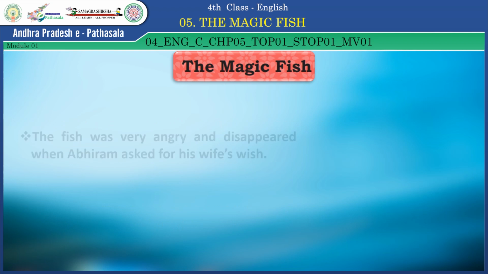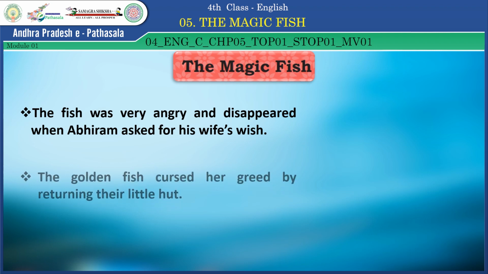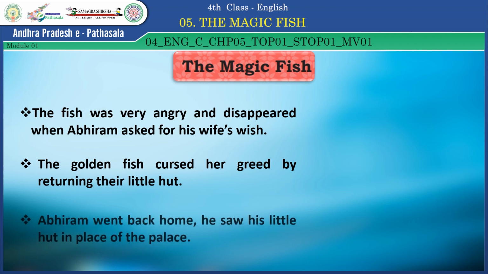The fish was very angry and disappeared when Abiram asked for his wife's wish. The golden fish cursed her greed by returning their little hut. Abiram went back home. He saw his little hut in place of the palace.